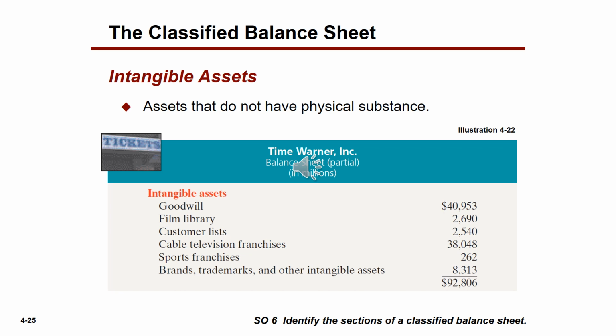And the last classification of assets is intangible assets, and these are assets that do not have physical substance, meaning that you cannot really physically touch them, as I mentioned before. Here we have an example from Time Warner Incorporated. Their intangible assets included goodwill, film library, customer lists, cable television franchises, sports franchises, brands, trademarks, and other intangible assets.